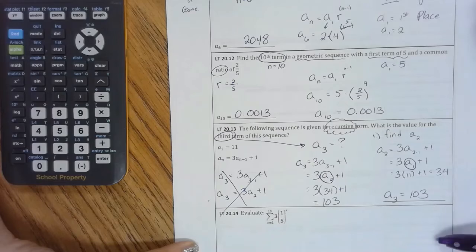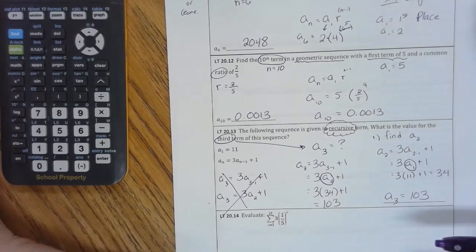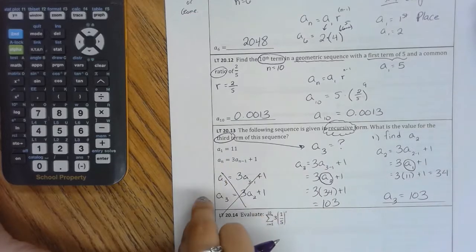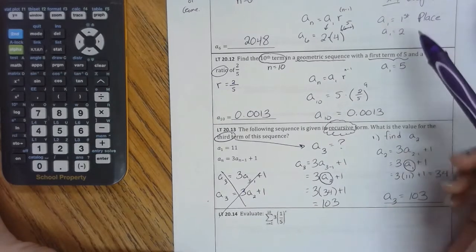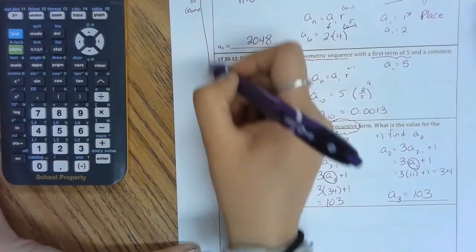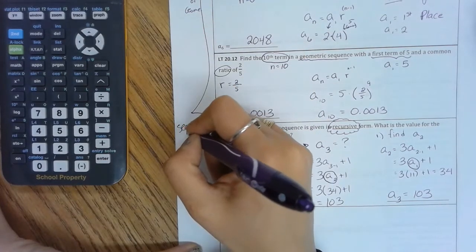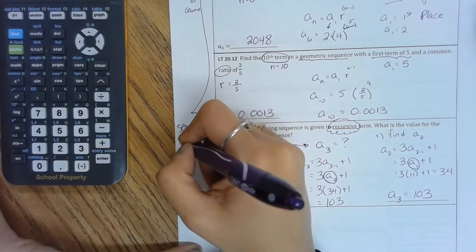So A3 becomes 103. So it just becomes being familiar with finding A2 and then using that answer to find A3, and if you needed to, you would keep going. Luckily, we only had to go up to A3, so not too much time was wasted. Right? All of these were sequences. Sequences are just lists, right?